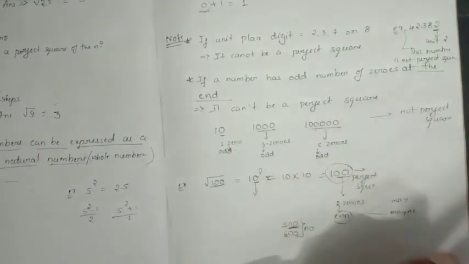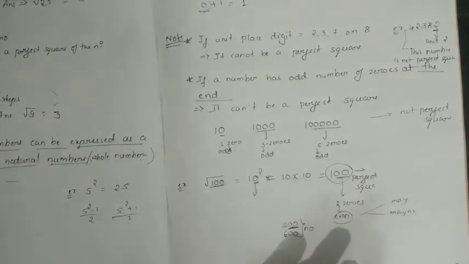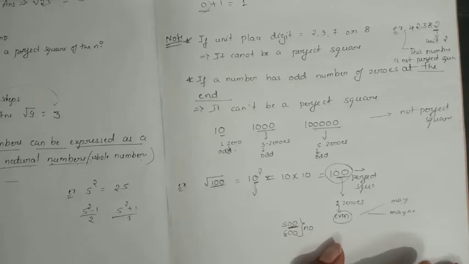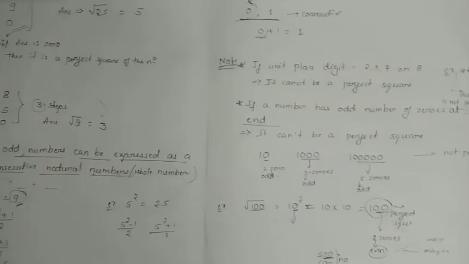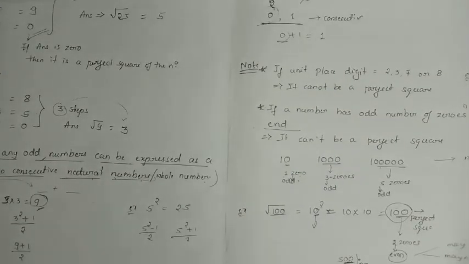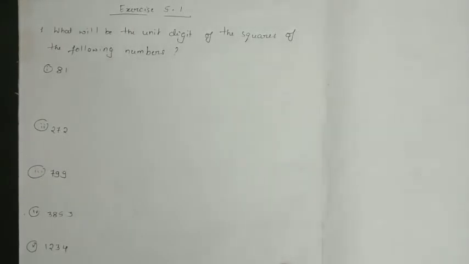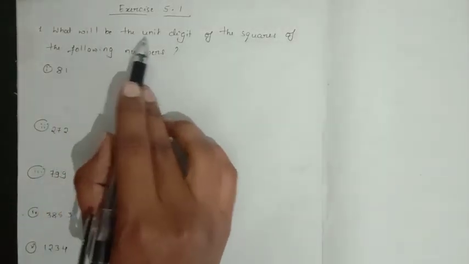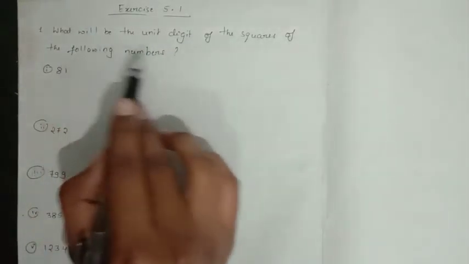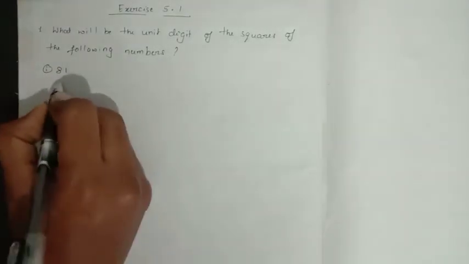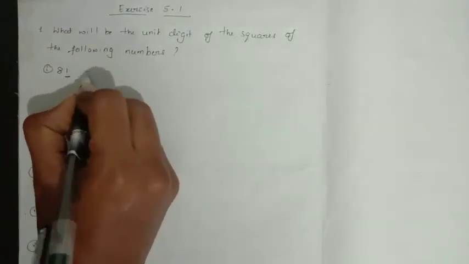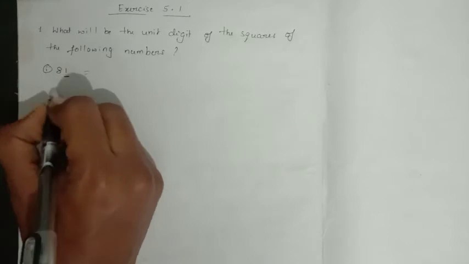So remember these things. These are some basics which we have to study and which are needed for our exercise. So now we will solve some problems from the exercise first. In the exercise, what will be the unit digit of the squares of the following numbers? Unit digit means last digit.